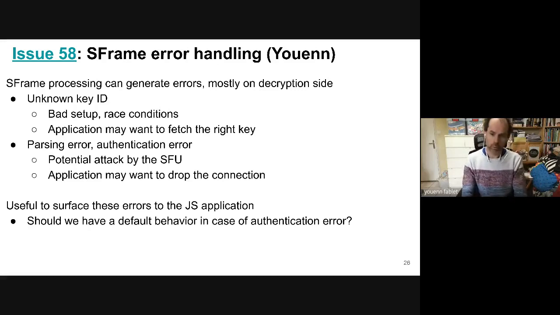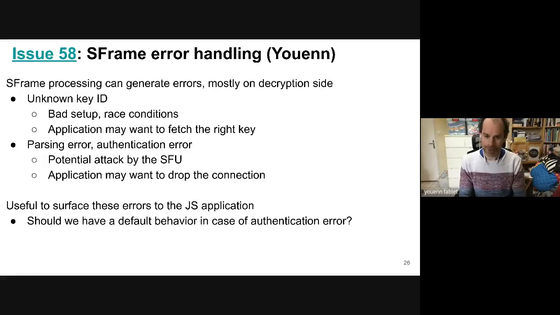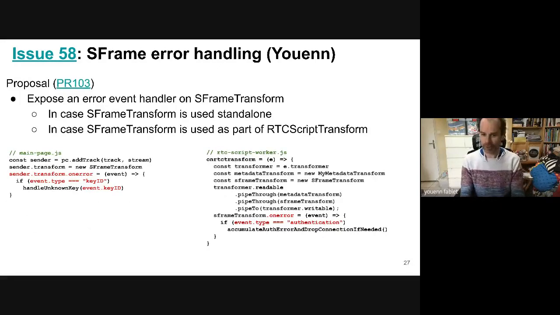There's another question, which is whether the native transform by itself should have a default behavior in case, for instance, of authentication error. For now, there's no default behavior, so it will continue working, and it's up to the JavaScript to actually do something. But that's something we could continue discussing in the future. So the question that we are trying to solve here is whether we should surface to JavaScript these errors and how we could do so. The proposal is to expose error event handlers on the SFrame transform object.